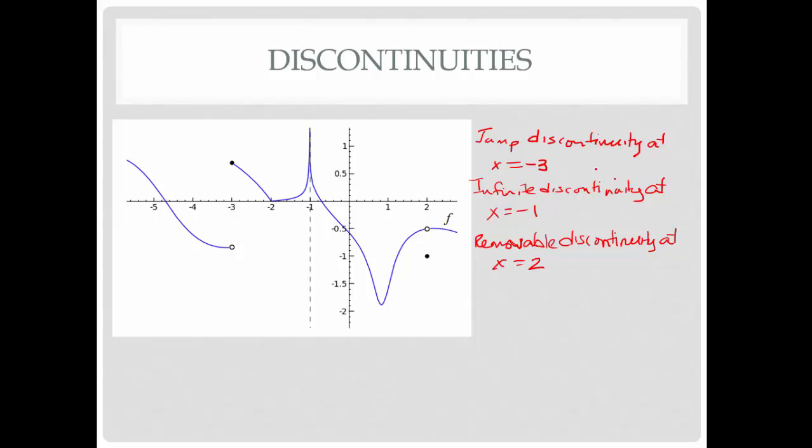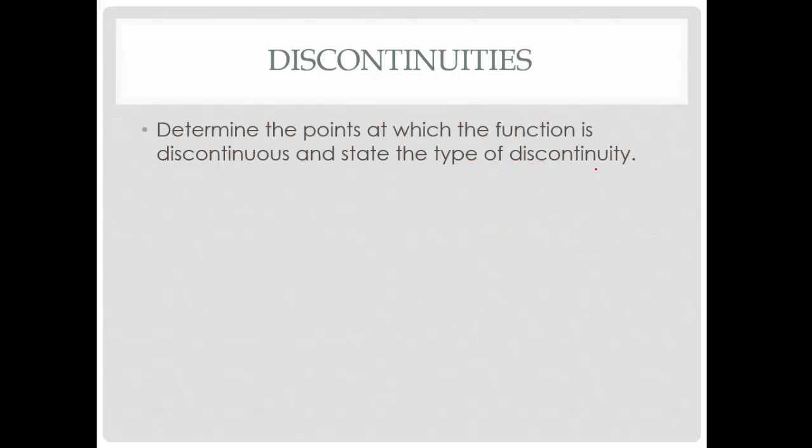So this is what it looks like to identify discontinuities from a graph. But what we also want to be able to do is identify discontinuities simply by looking at the equation of a function. So we're going to determine the points at which the function is discontinuous and state the type of discontinuity, which is what we did for the graph as well. But we're going to do it given the equation. So let's start with f of x equals (x squared minus x minus 2) over (x minus 2).